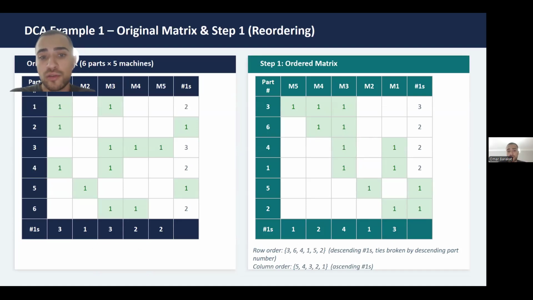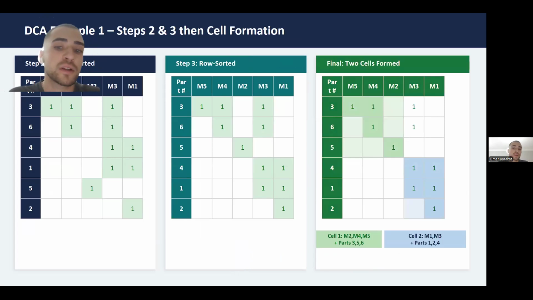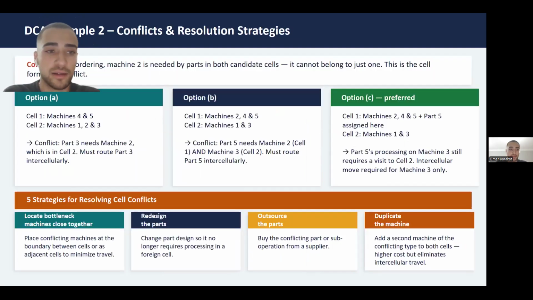Part 3 requires machines 3, 4, and 5, 3 ones. The full row counts are part 1, 2; part 2, 1; part 3, 3; and parts 4, 5, and 6, as you see. So, step 1, order rows in descending total. Part 3 goes first with 3, then parts 6, 4, 1, tied at 2 each. Then parts 5 and 2 with 1 each. For columns, ascending order of ones. The reordered matrix is on screen, as you see. Notice already some clustering is visible. Ones are starting to group toward the upper left and lower right, but we're not done yet.